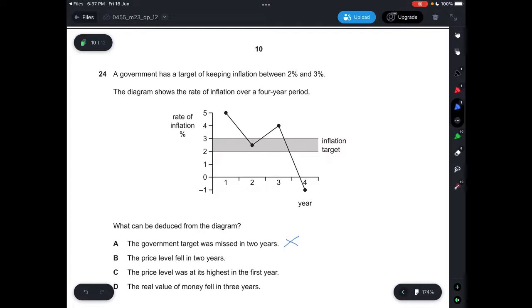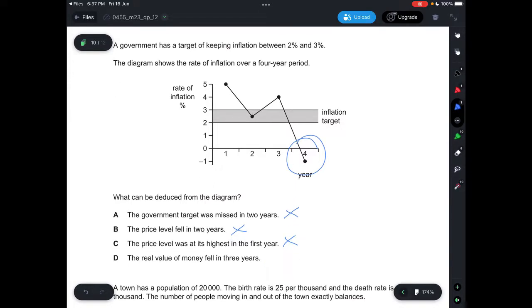B says the price level fell in 2 years, which is not correct. The price level only fell in 1 year. C says the price level was at its highest in the first year, which is not correct. It's actually at its highest in the third year, because the last year with the highest positive rate of inflation is year 3. So the price level was at its highest in the third year. And D says the real value of money fell in 3 years, which is correct, because in those 3 years the rate of inflation is 5%, 2.5%, and 4%, which means that the price level is increasing. So I'll say D.